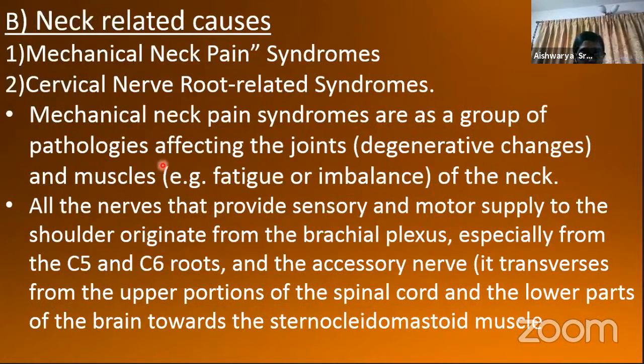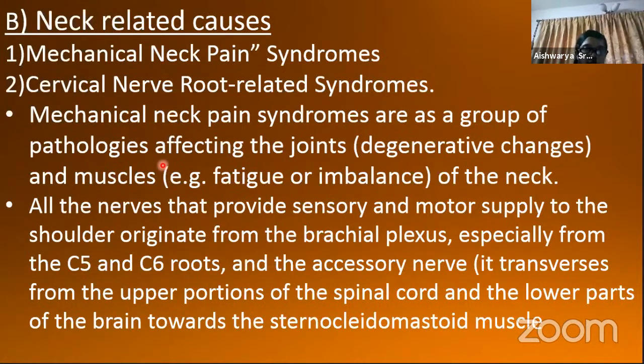So when there is a fatigue or an imbalance, they become weak. The muscles become weak. When they become weak, they don't have enough strength to hold the scapula in position, be it at rest or during motion, thereby causing an abnormal scapular movement as well as position, causing a dyskinesis.